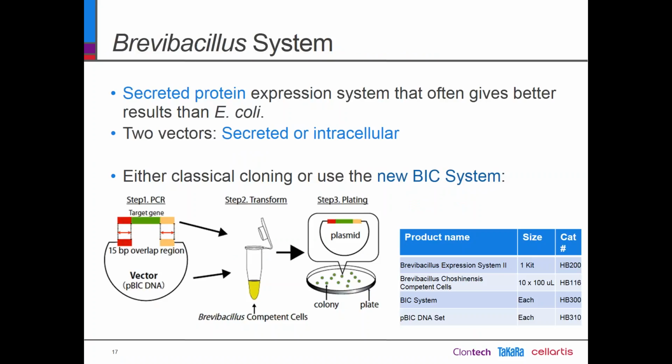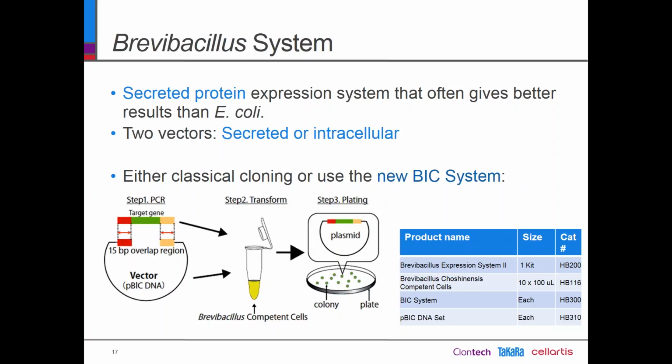So let's start with the Brevibacillus system. It's a very easy to use, high yield production system that creates secreted and intracellular proteins. So you can choose what kind of expression you want, either secreted or not. It is available in a ligation-independent cloning format. So it looks a bit like infusion that I just showed you before. So it's a similar protocol, but it's actually the bacteria themselves who will do the ligation here, or the insertion.